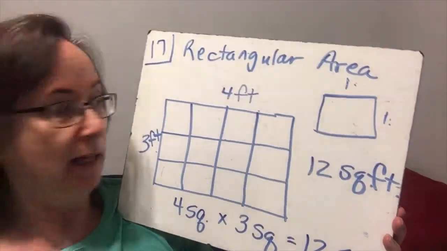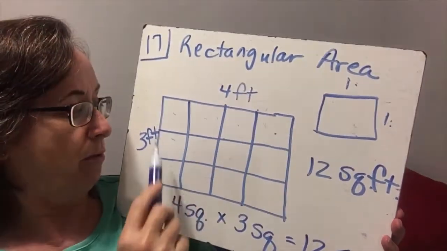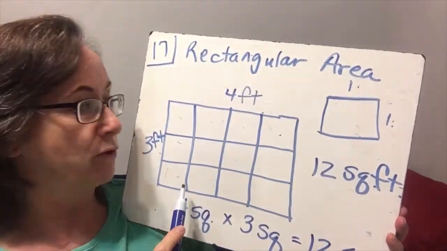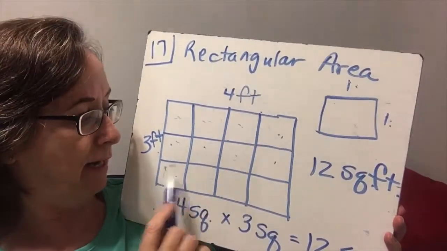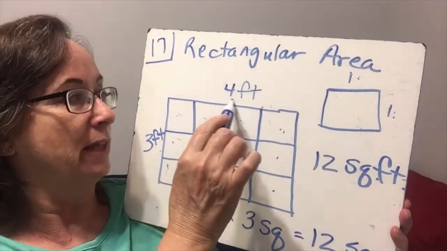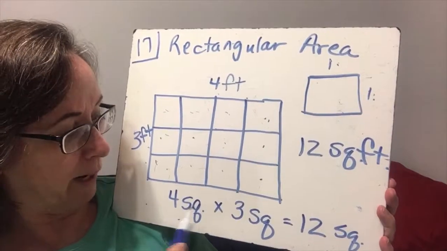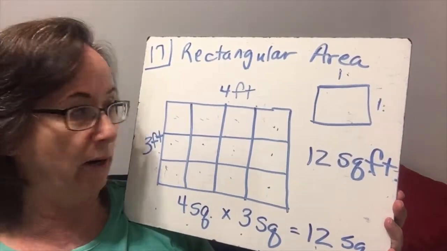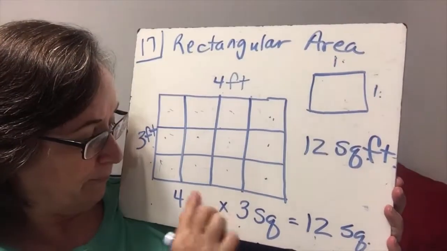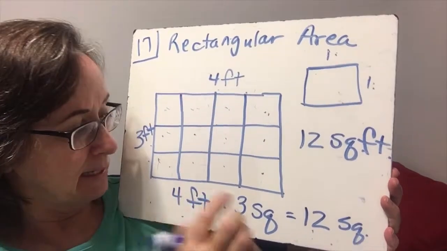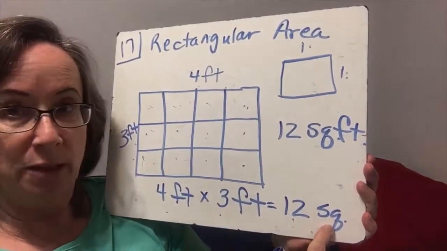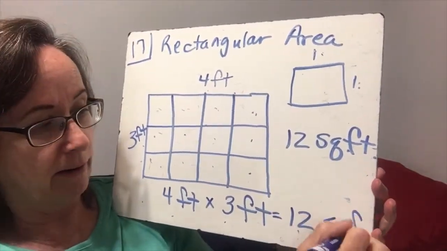Can you see that 1, 2, 3, 4, 1, 2, 3, altogether I have 4 times 3, or 12 squares. 1, 2, 3, 4, 5, 6, 7, 8, 9, 10, 11, 12. The number of squares is going to be the length times the width. So 4 squares times 3 squares gives us 12 squares. And if I just say 4 feet times 3 feet, then I wind up with my units being square feet.